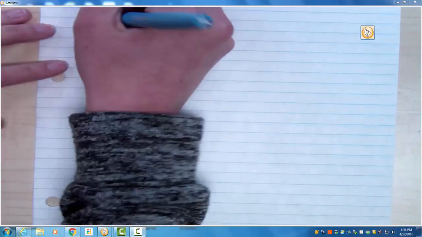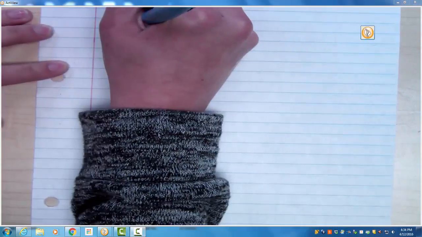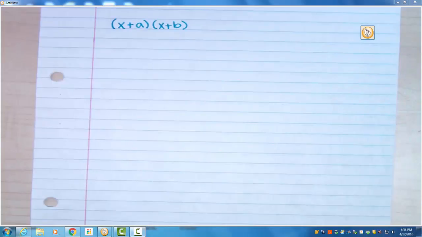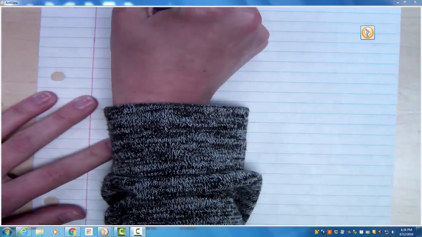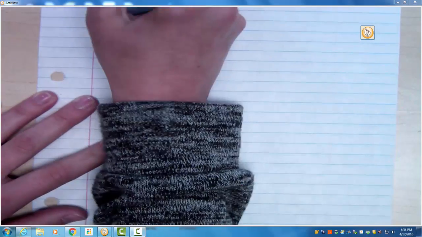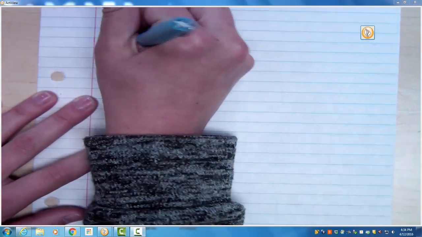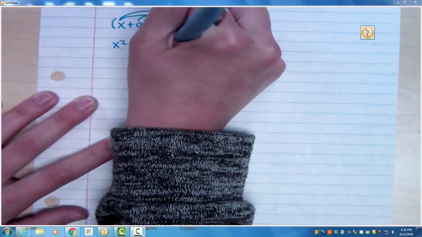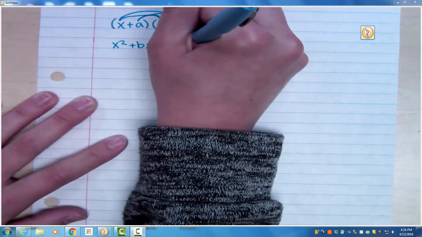So if I were to have down here, we know factored form, once we get it in factored form, it would usually look something like this: x plus a times x plus b. So if I were to FOIL those out, multiply them out, I have x times x is x squared, x times b is bx, a times x, which is ax, and then a times b, which is ab.